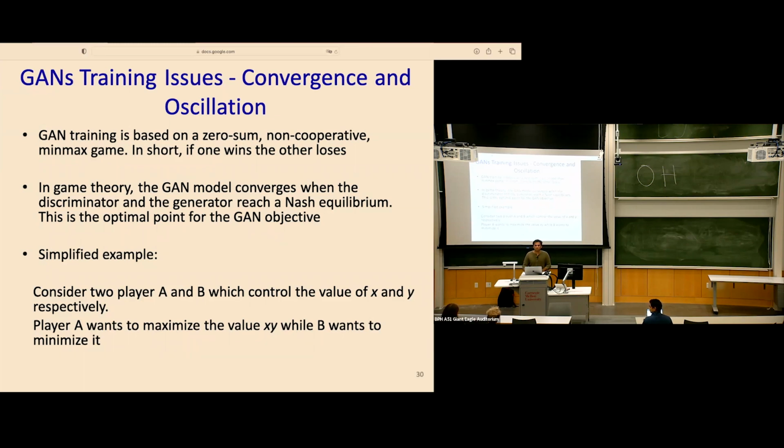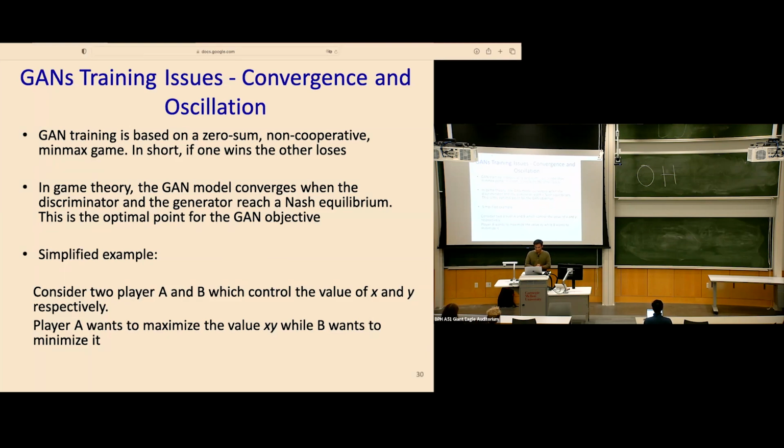Each player doesn't have any better move given the other's move. That's correct, yeah. So it doesn't change the expected outcome, no move. It's a situation where each player chooses a strategy such that no player can increase their expected payoff by changing their own strategy. And in a GAN, Nash equilibrium can be defined as a situation where no matter what changes in the generator and the discriminator, the output of the system will not change.